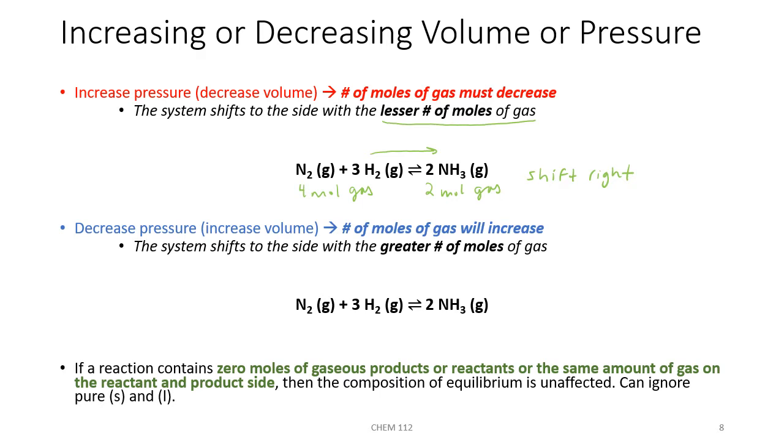On the other hand, if we decrease the pressure of a system or increase the volume that gas can be in, by decreasing the pressure, we're alleviating the strain from the pressure of those gases. So the number of moles of gas can increase. The system will shift to the side with the greater number of moles of gas if you decrease the pressure on them. So we had 4 moles of gas on the left and 2 moles on the right. If we decrease the pressure, the system will overcome that stress by shifting to the left-hand side where there's more moles of gas.